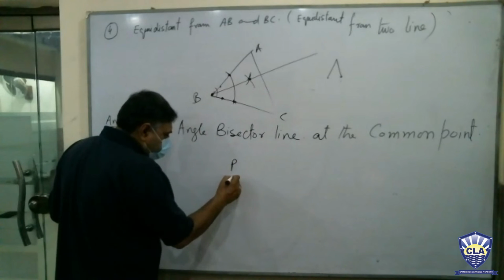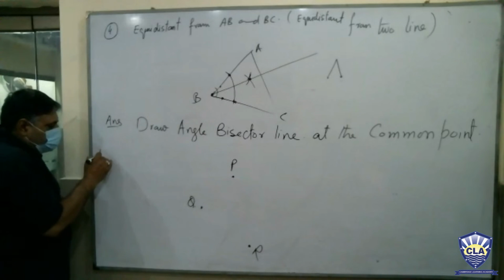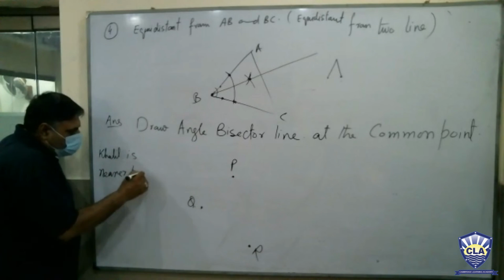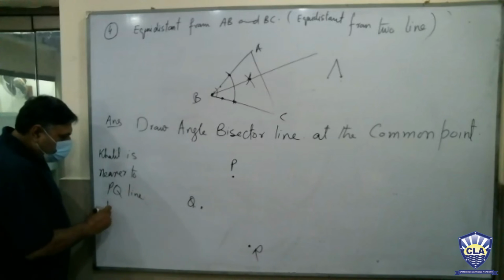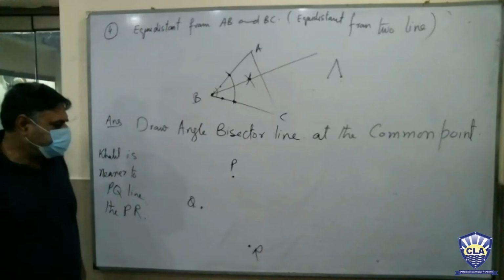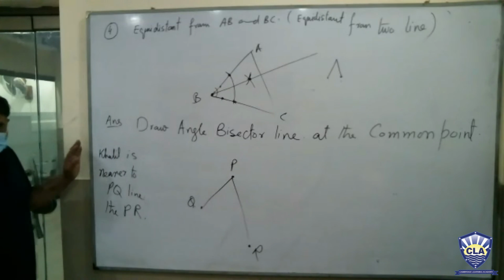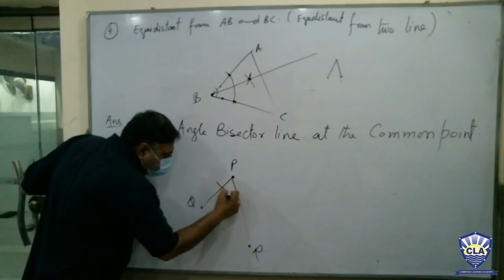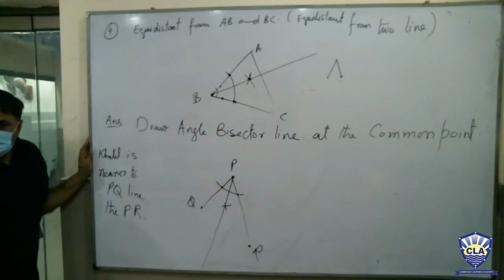P, Q, R. Khalil is nearer to the PQ line, then PR. PQ is this line and PR is that line. See, guys, where is Khalil? Nearer to PQ. Draw an angle, then an angle bisector line. Okay, sir.